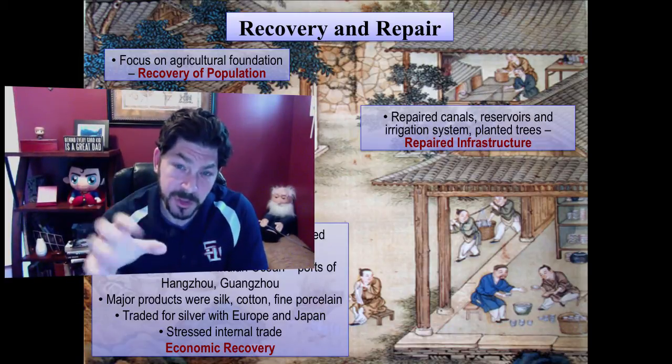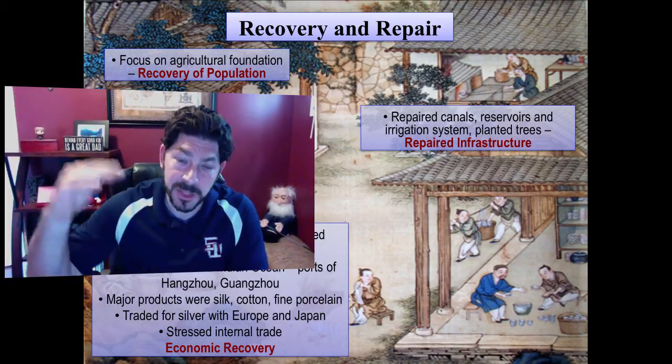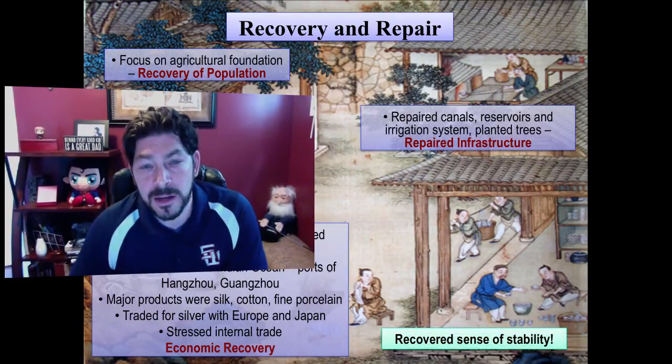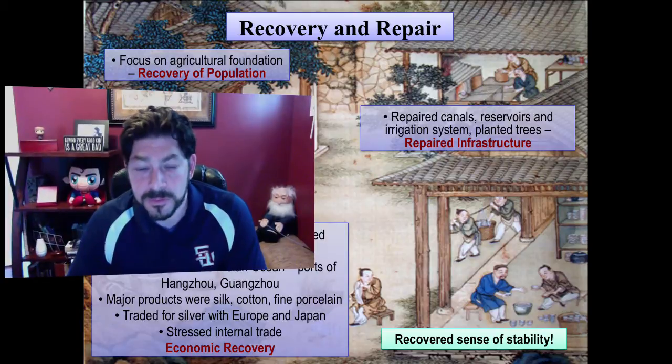So all of these things helped their economic recovery and really gave them now a sense of stability. And once you have order and stability, now you can begin to progress in other areas. And that's what happens with the emperors after Hongwu. One of those emperors is Emperor Yongle.